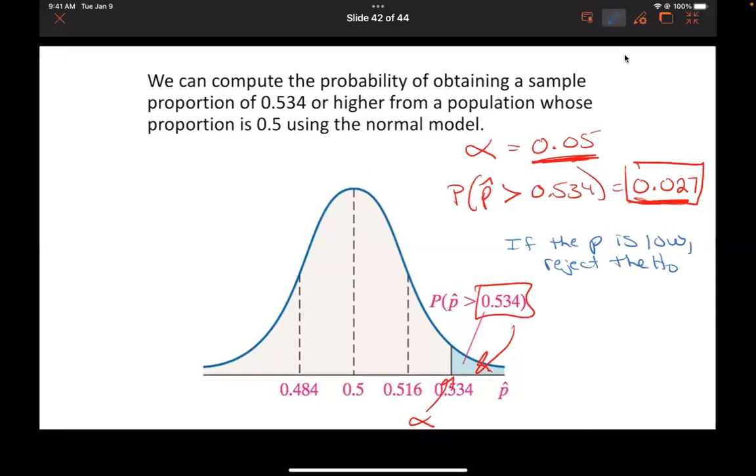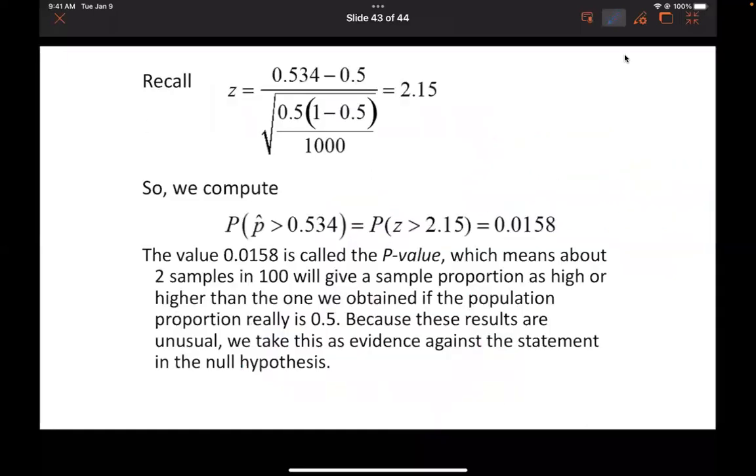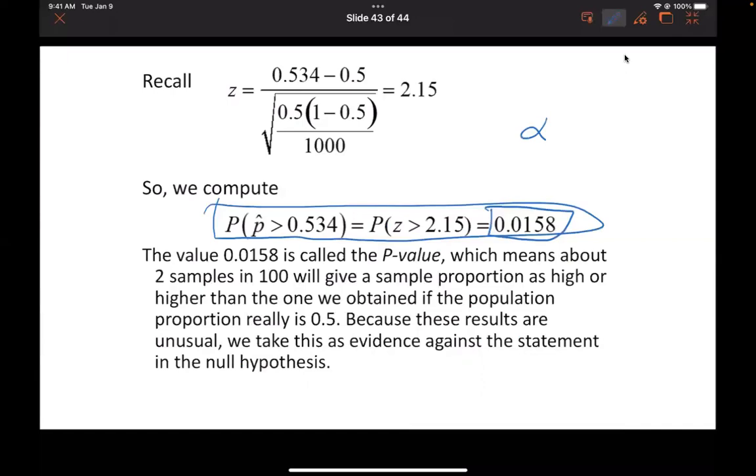So we found the probability. We found that the probability of getting greater than 0.534 is 0.158. That is smaller than 0.05, my alpha. This number is smaller, therefore we reject it. That probability is smaller than my alpha, so we reject the null hypothesis. Questions?